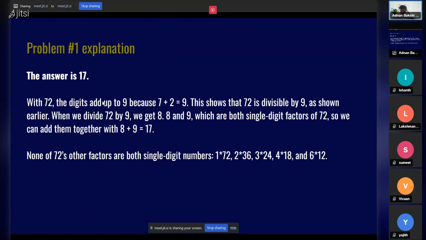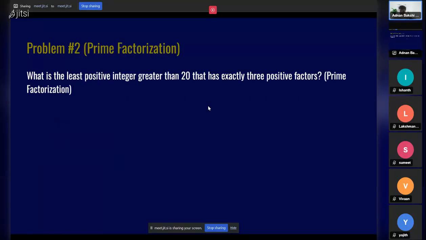Oh, we actually have an explanation here. Problem number 2. What is the least positive integer greater than 20 that has exactly 3 positive factors? Remember to use prime factorization for this, guys. Same thing as usual. Just tell me y'all are done. I'll call on the first person that responds.